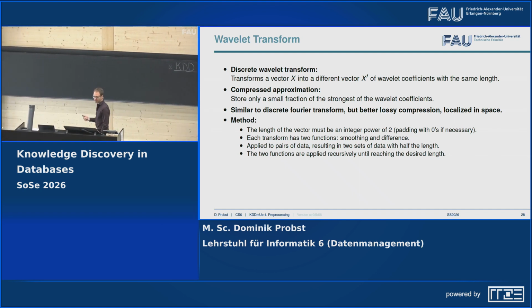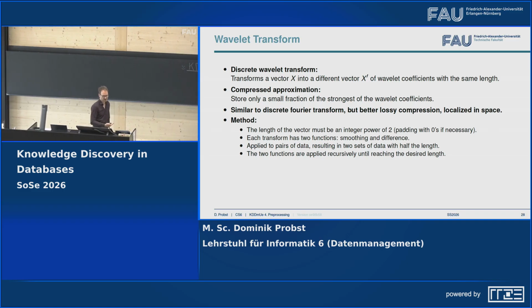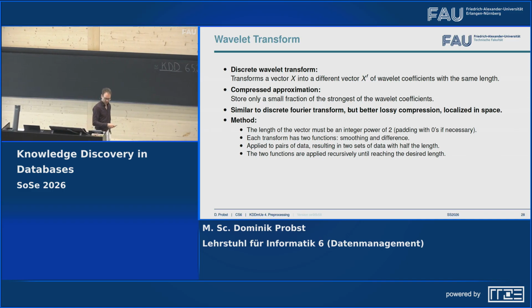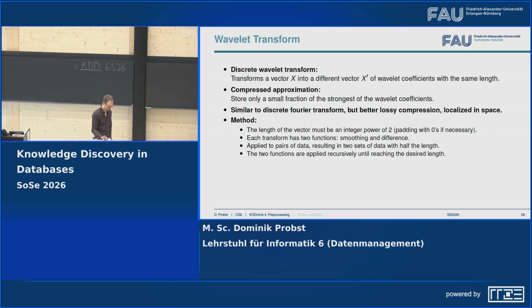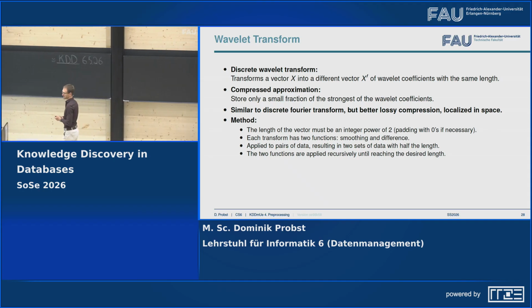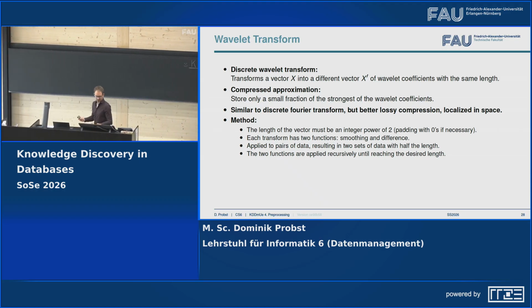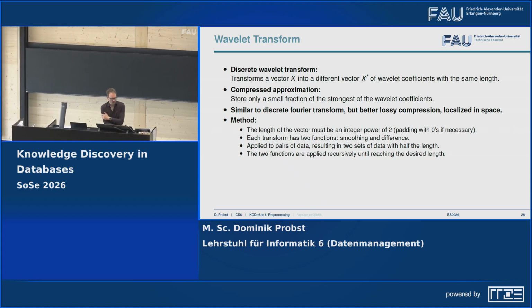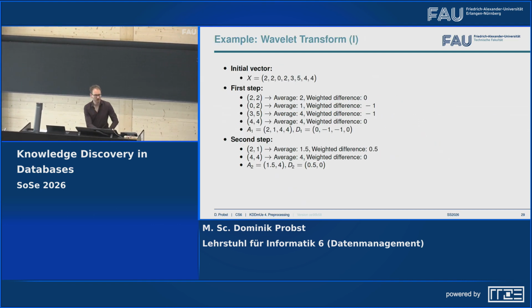And then we have two functions, the smoothing function and a difference function. These functions are applied to the initial vector, splitting it into two different vectors: the smoothed vector and the difference vector. They are half the length. And we can do that until we reach a desired length. Let's do it for an example.